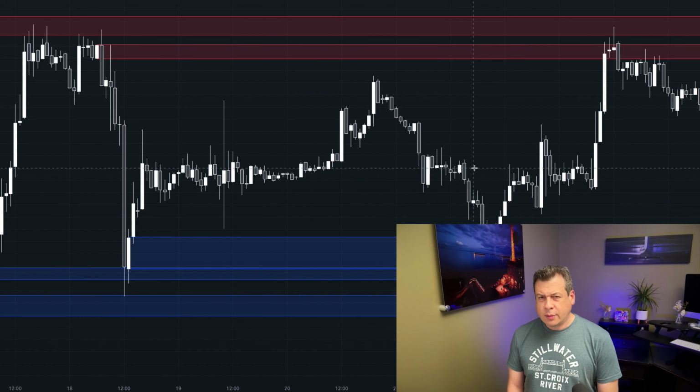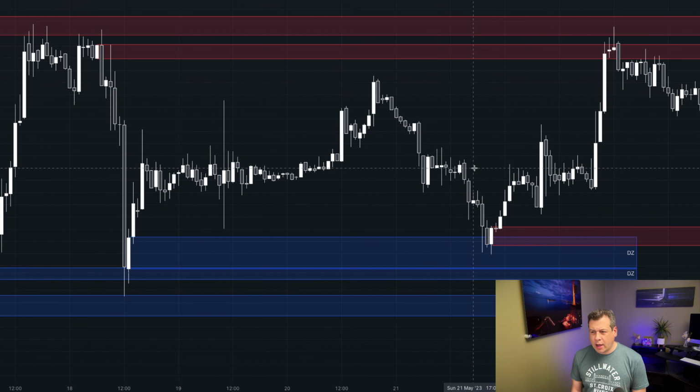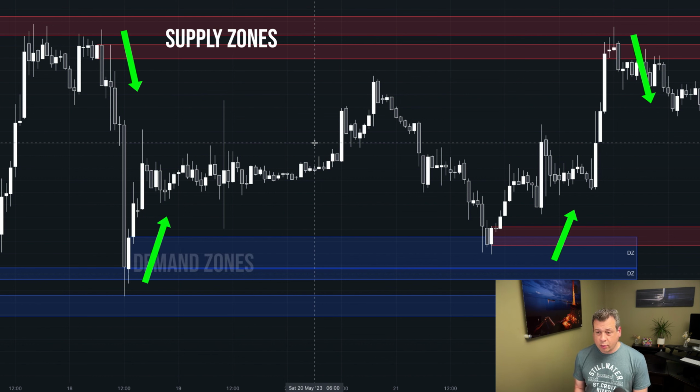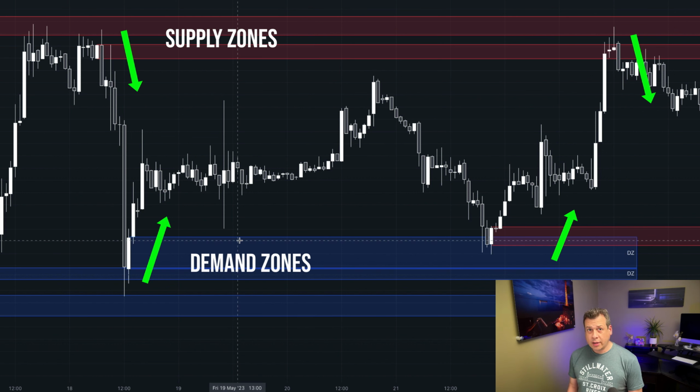All right, so you might be wondering, what is a supply or demand zone in the first place? In simple terms, supply and demand zones just refer to areas of the chart where there tends to be a lot of buying pressure or a lot of selling pressure. In the case of a lot of selling pressure, we refer to those as supply zones. In the case of buying pressure, we refer to those as demand zones. In other words, in a supply zone, there's a higher likelihood that the price will fall, and in a demand zone, there's a higher likelihood that the price will rise.